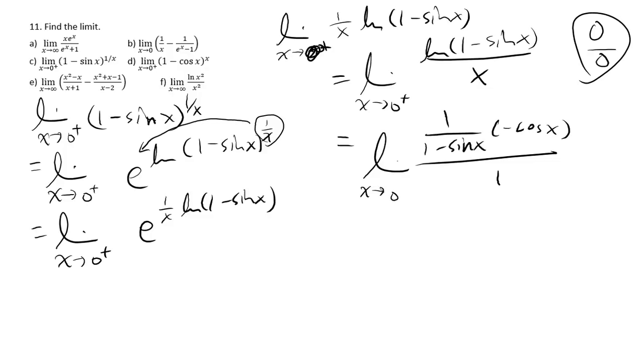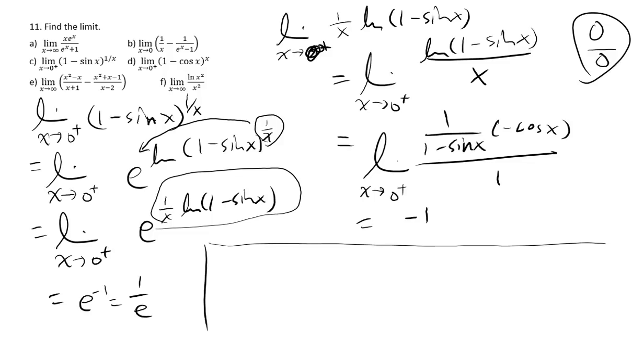Now let's see if you can plug in 0 plus. You can. If you plug in 0, you get negative cosine of 0, which is negative 1, and this is 1 and 1, so you end up with negative 1. Since this top goes to negative 1, your limit will be e to the negative 1, which is 1 over e. So 1 over e is the answer to C.